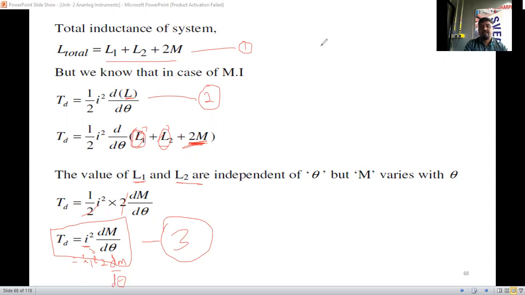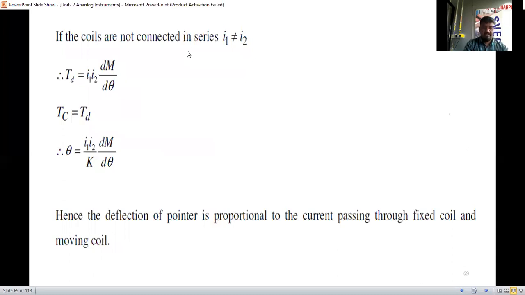dM by dθ, in the next slide it is there already. Just a minute, I'll take that. See here, if the coils are in series, I1 is not equal to I2. Both are in series only, but the currents are not equal. I1, the current flowing through the fixed coil, is different, and the current flowing through the moving coil is different. In that situation, the deflecting torque we are going to consider as I1 into I2 into dM by dθ.